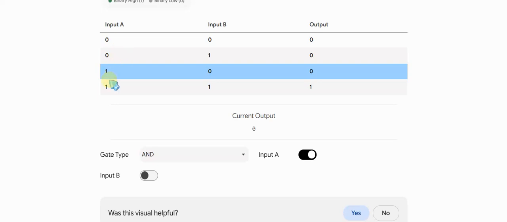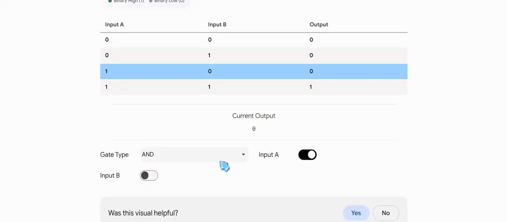So if we want the output in the high state, it means in binary form both the signals should be in the high state. This was about your AND gate. After the AND gate we will come to the OR gate.